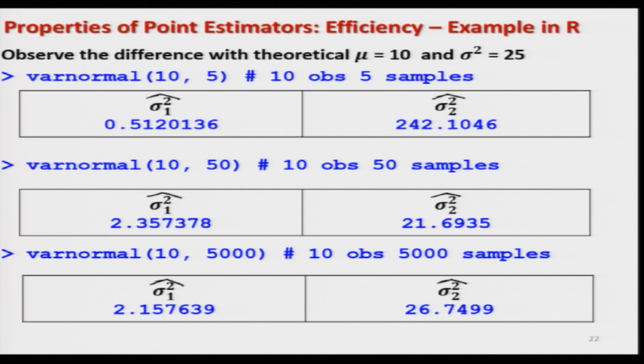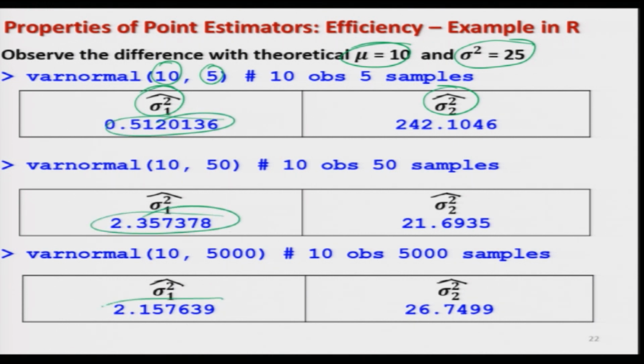Now I already have obtained these values and I would like to discuss it with you. You can see here in this case the true value of mu is 10 and the true value of sigma square is 25, by which I have generated these observations. Now, if you try to obtain the value of sigma 1 square hat and sigma 2 square hat, you can see here when you take a sample of size 10 and you are getting only 5 samples here, then the value of sigma 1 square hat is coming close to 0.51, but can it become 2.35, then it becomes 2.15.